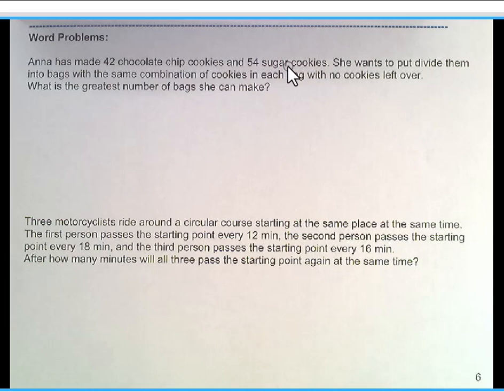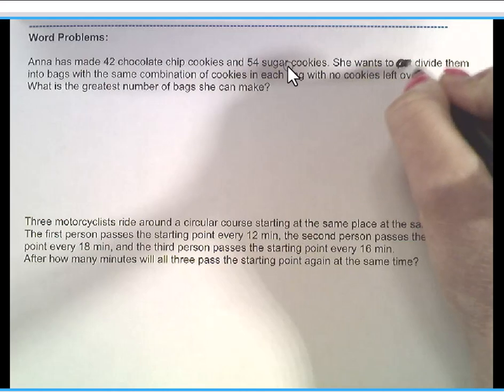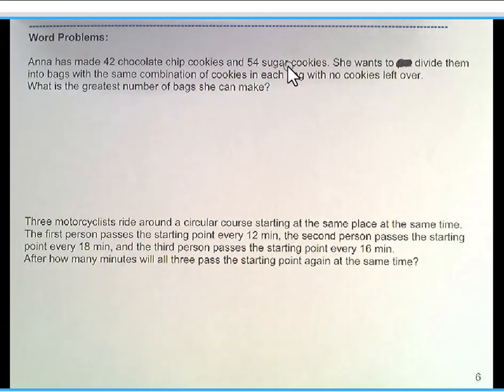The first one says, Anna has made 42 chocolate chip cookies and 54 sugar cookies. She wants to divide them, take out that word put, into bags with the same combination of cookies in each bag with no cookies left over. So she wants every bag to be identical. They all need to look the same, and each bag has the same number of chocolate chip cookies and the same number of sugar cookies with no cookies left over. What is the greatest number of bags she can make?